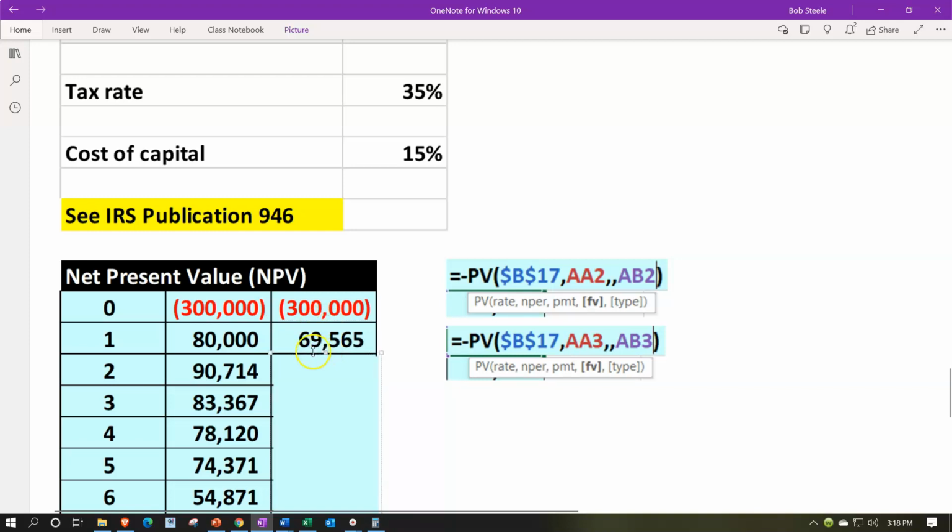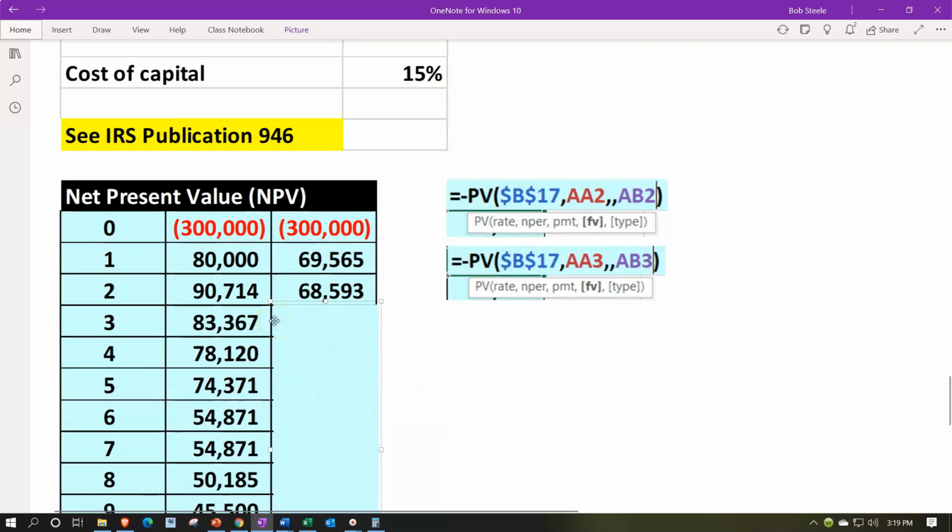Copying that down to period 1, the 80,000 discounted at 15%, 1 year back, is 69,565, calculated thus. We have negative present value rate, B17, same B17 as above, absolute reference, that B17 being the 15%, of course, comma, number of periods is now 1, which is referencing this cell, which changed from AA2 to AA3 as we copied it down, comma, comma, because it's not an annuity, but present value of 1. Future value is the 80,000, which you can see once again copied down from AB2 to AB3. If we continue this process, same kind of thing here.